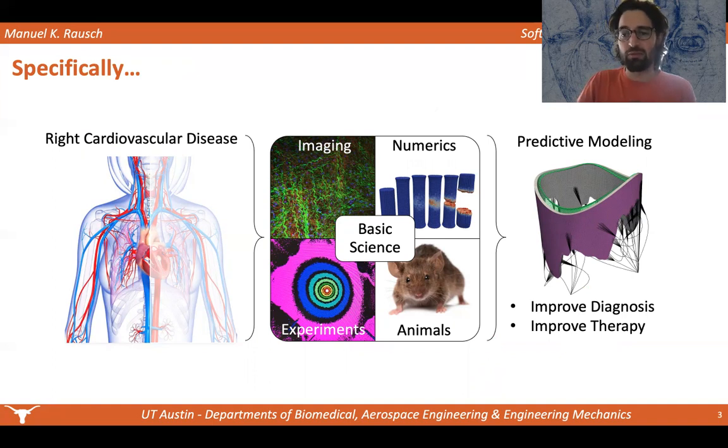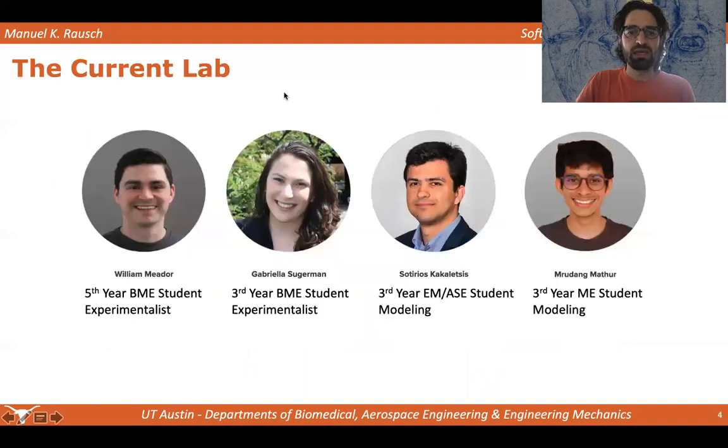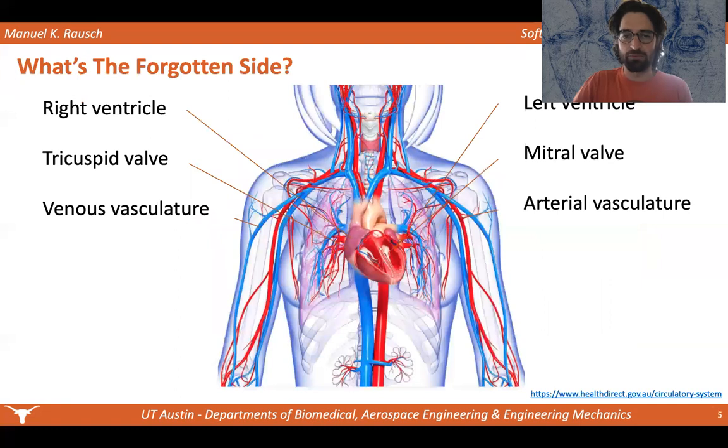Important though, we're not a modeling lab. So about 50% of our effort goes into the basic science to inform modeling, and about 50% of our effort is on the actual modeling side. My current lab consists of 4 graduate students, 2 BME students, 1 aerospace student, and 1 mechanical engineering student. And my student cohort essentially reflects the interdisciplinarity of my own training, of my own interests, as well as the lab.